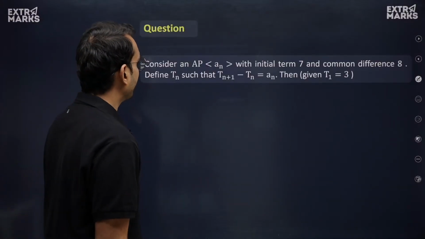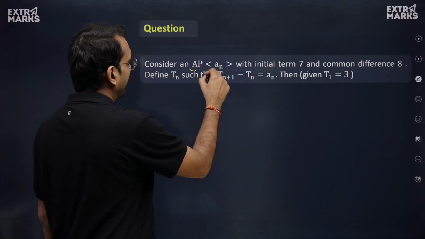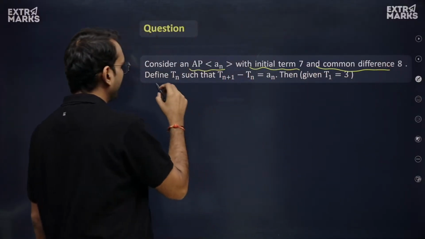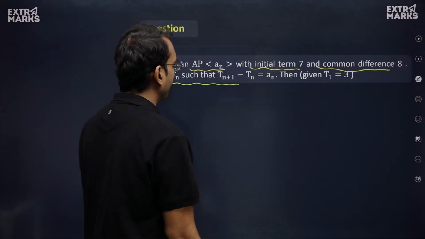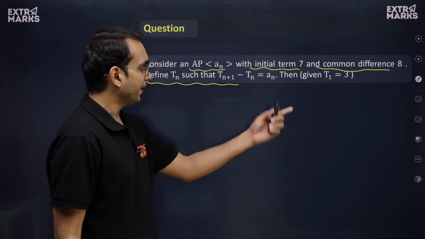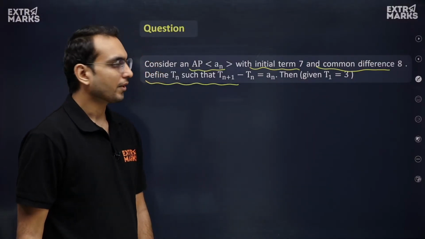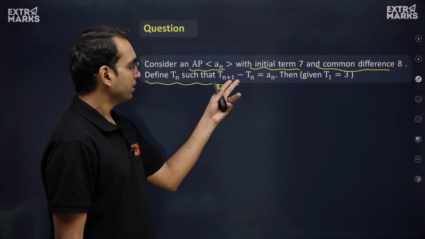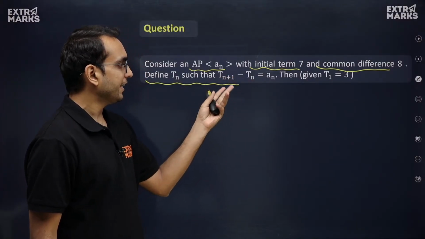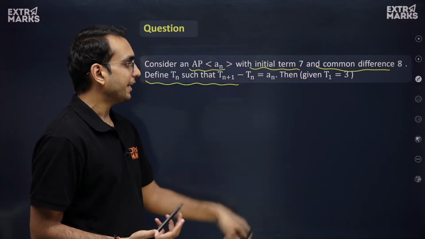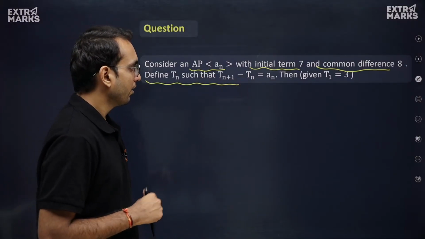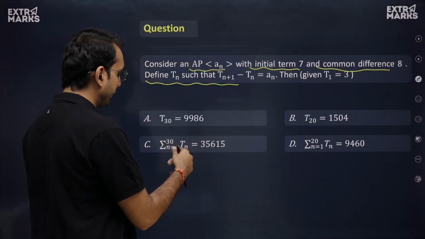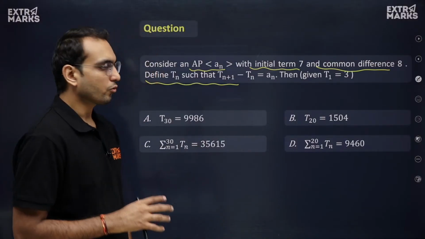So now let's move to the next question. That is, consider an AP with an initial term of 7 and the common difference of 8. Define Tn such that Tn plus 1 minus Tn is equal to An, okay, and T1 is given as 3. Right, okay, some AP is given and we have the relation between the consecutive terms of T as An, which is a term of an AP. And we have to find Tn. And there are some options, T30, T20. So first, the main motto of this question is to find T.